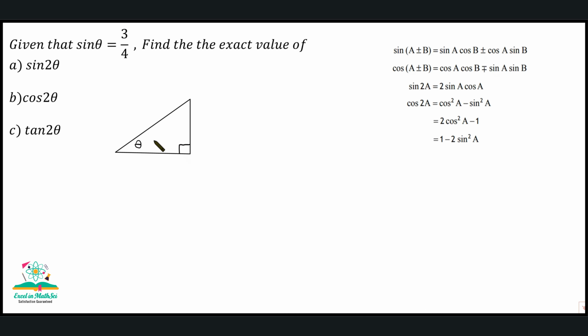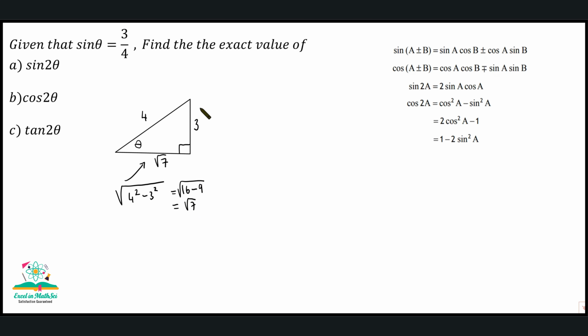So sine, remember, is opposite over hypotenuse. So this will be the opposite, so that will be 3, and the hypotenuse would be 4. Now to get this length here, you just use Pythagoras. So this would just basically be 4 squared minus 3 squared, which is 16 minus 9, which would give me root 7. So this would be root 7.